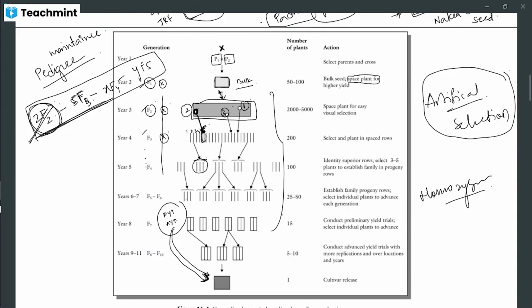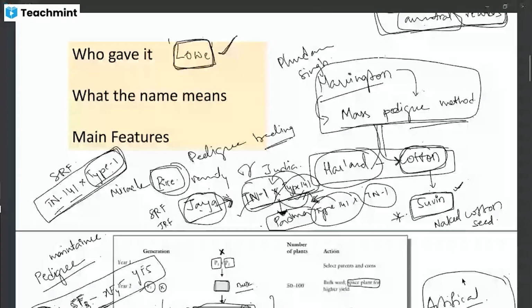At the time of selecting, you need to note the record, right? Which plant am I selecting, and from which plant is the row I am growing? So you need to maintain the ancestral record. This ancestral record is nothing but your pedigree, and hence the name pedigree breeding, right?